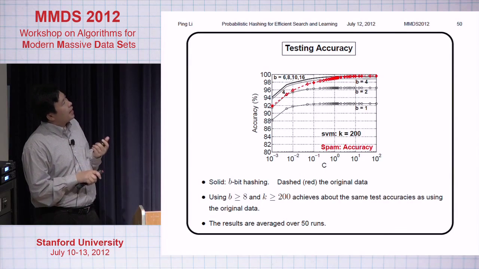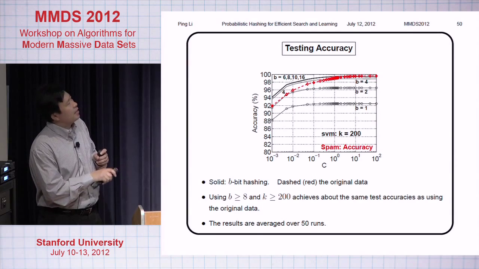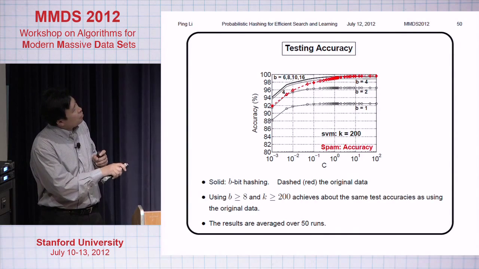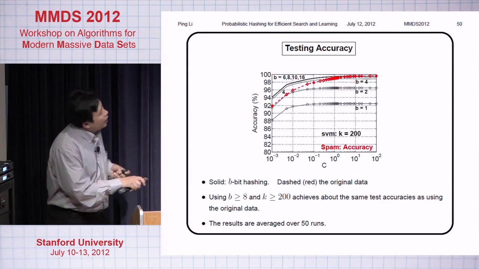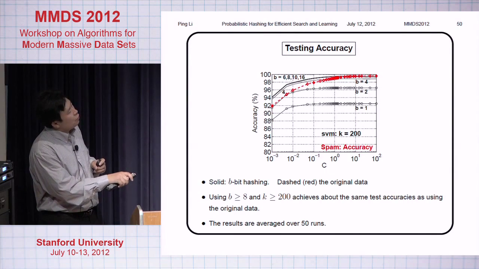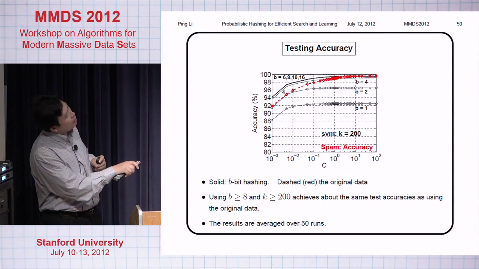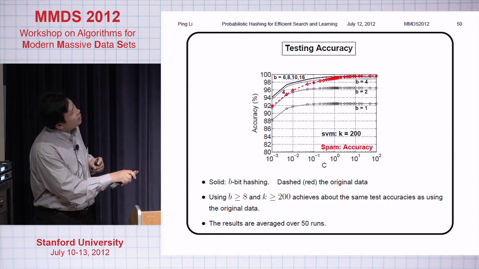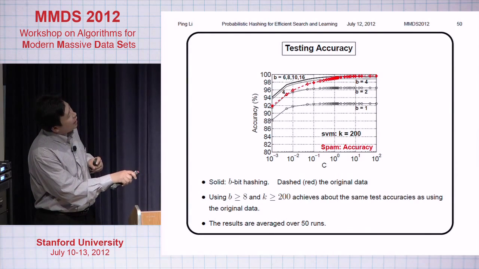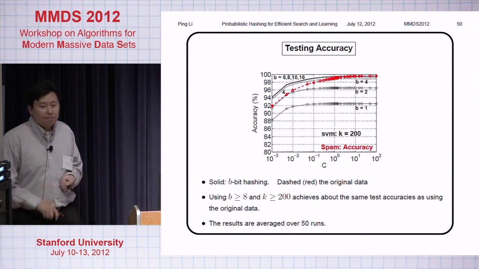Now this is the webspam data set. We plot the classification accuracies on the test data, and this is the original accuracy as a function of the regression parameter C. We can see that with 200 permutations, if you use 1 bit, it's actually doing reasonably well, 92% accuracy. If you use 2 bits, you get much better performance. Using 4 bits, you get almost the same as using original data. And using 8 bits, you get the same results.